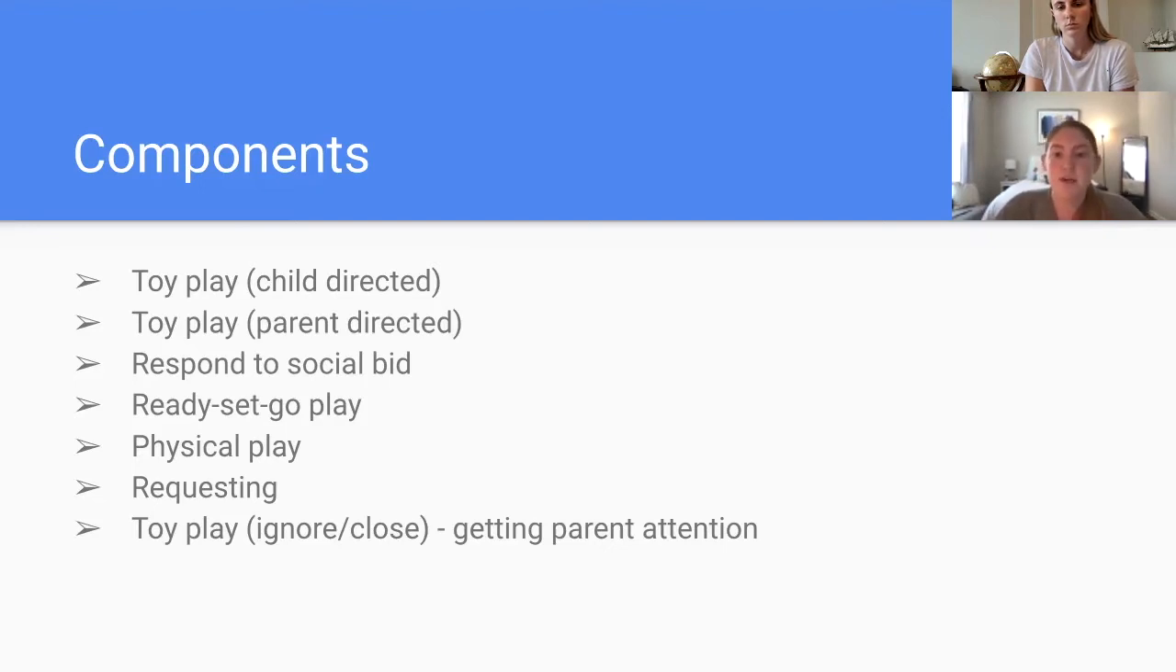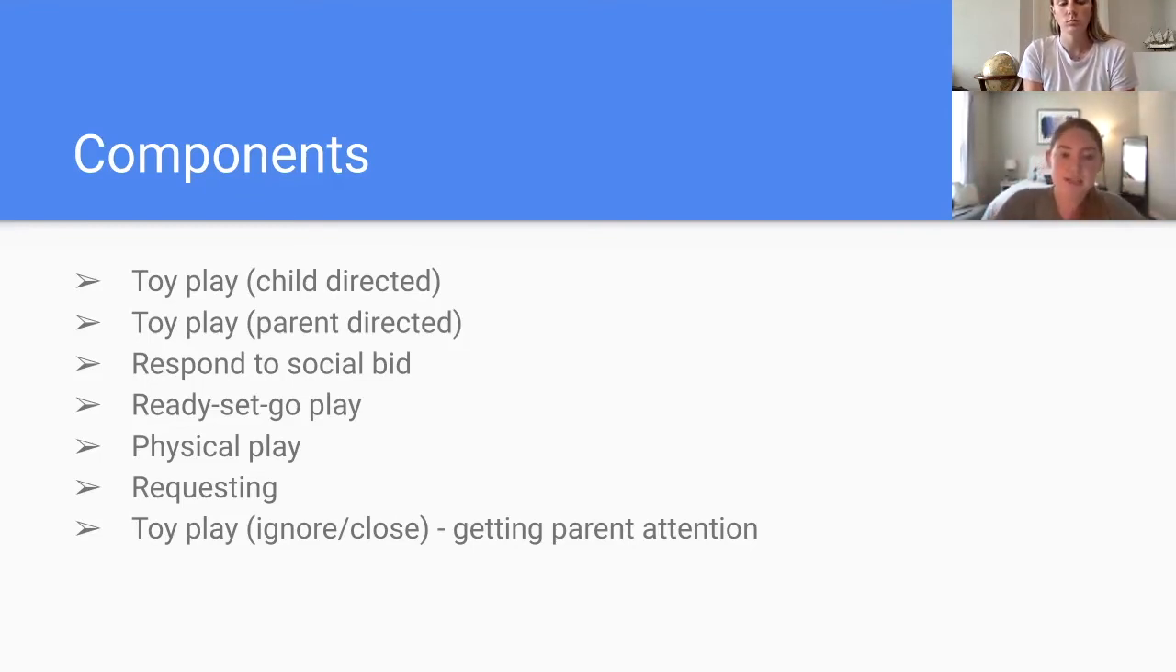The next is responding to a social bid. This would be like saying the child's name and, oh, look over here, and getting them to engage in that joint attention task. Next is ready, set, go play. I mentioned this a little bit earlier. This would be like blowing up a balloon and saying ready, set, go, and letting the balloon fly around the room, or using a car on top of a car ramp. You're just looking for the child's reaction to that. Next is physical play. Physical play is anything like patty cake or peekaboo, where there's some physical component involved.